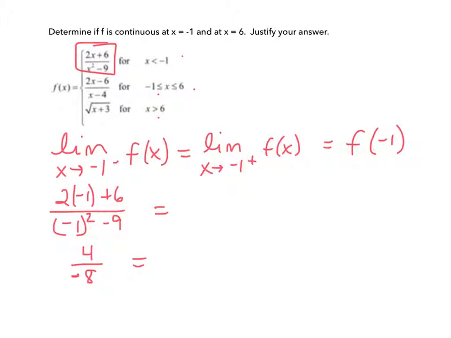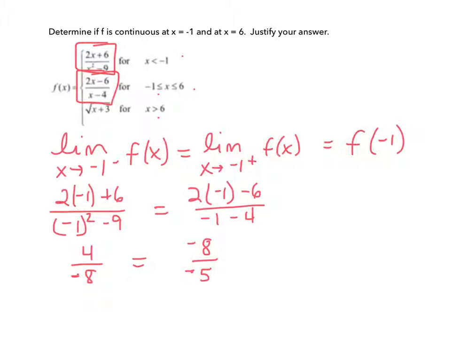Now from the right, we're looking at when x is greater than -1, so we're looking at this next function that's listed. Using this one, if I think about plugging -1 in here, I can tell that it's going to be fine. I'm not going to have to do any factoring. So 2 times -1 minus 6 over -1 minus 4. 2 times -1 is -2, minus 6 is -8, over -5. And so -8 over -5, clearly 8/5 is not the same as -4/8.